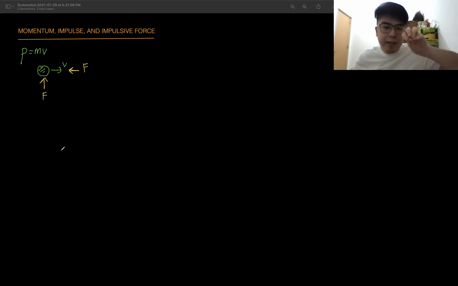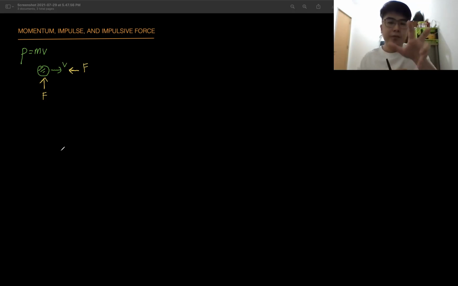Their speed after they collide surely has changed, so their final speed is not the same as their initial speed. If you look at just one individual object and observe its momentum before and after the collision, its momentum has changed, because the velocity changed. This one has changed, this one has changed. Every one of them, the momentum has changed.